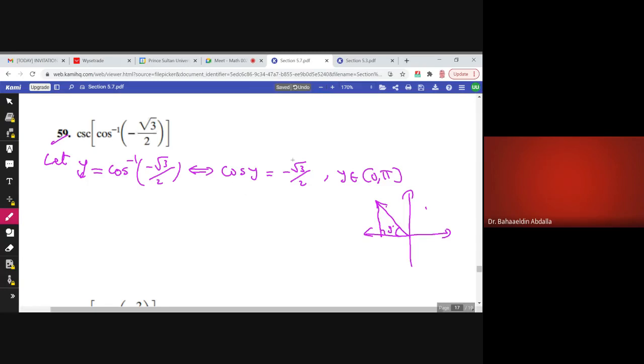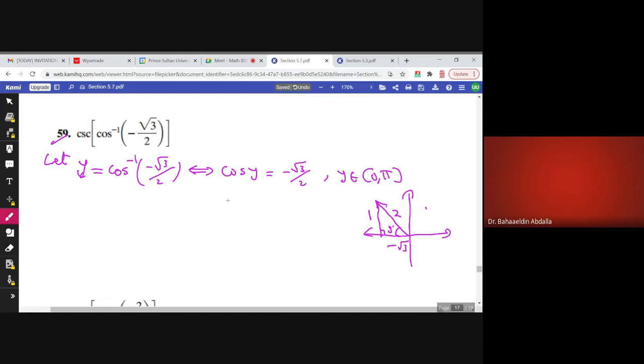Cosine is negative square root of 3 over 2. We have seen that cosine is adjacent over hypotenuse. So adjacent is negative square root of 3. And hypotenuse is 2. Now how to find this one? B. Also, if you remember the triangle 30, 60, you know that we have 2, square root of 3 and 1. So 1 is the length of this side.